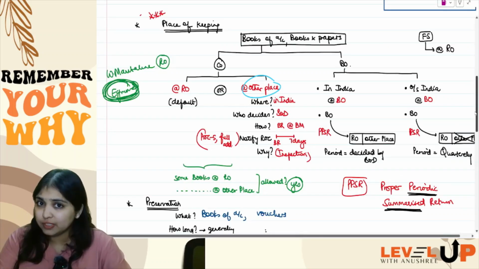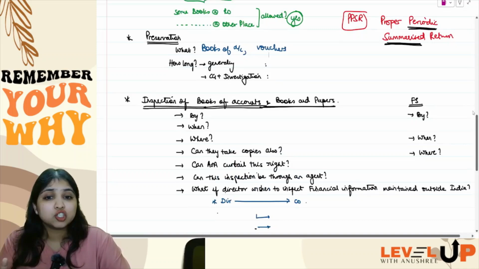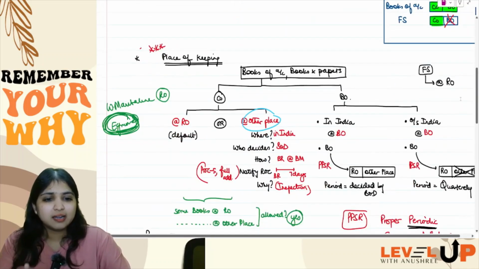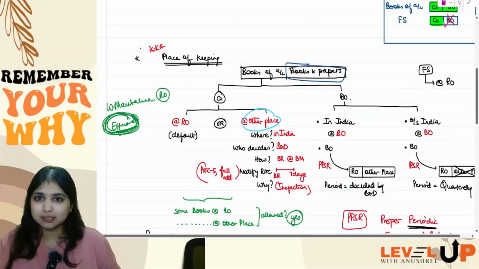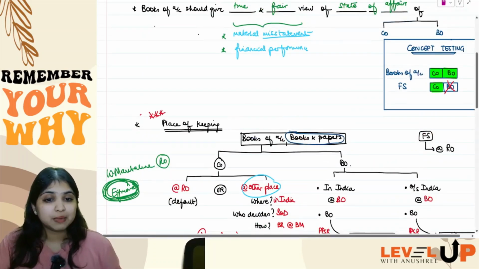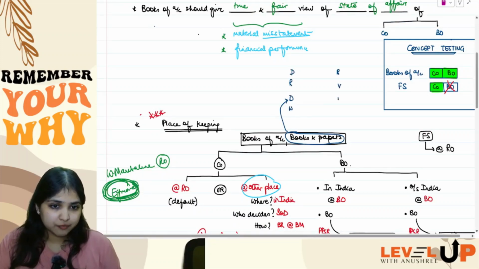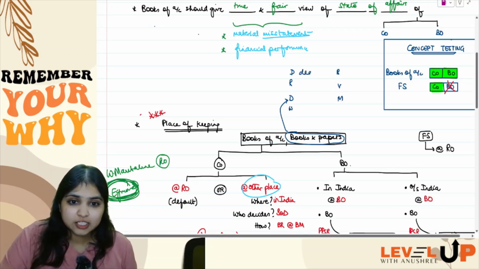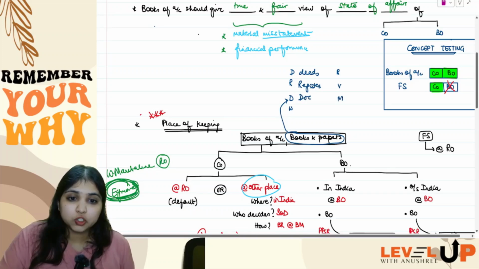So my discussion right now is not about financial statements, nor is my discussion about books and papers. But please understand what you mean by books and papers. Books and papers include 7 things, guys. What does books and papers include? Dr. DW BVM. This is your hint. D stands for deeds. R stands for registers. D stands for documents. W stands for writings. B stands for books of accounts. V stands for vouchers. And M stands for minutes.